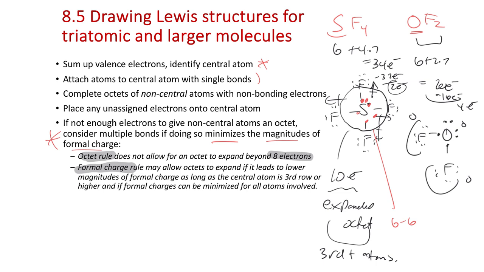And then we might be able to expand octets for 3rd row atoms in some Lewis structures, and we'll try to show examples of what these rules are getting at over the next couple slides. So we'll come back to some examples that highlight these rules as we continue.